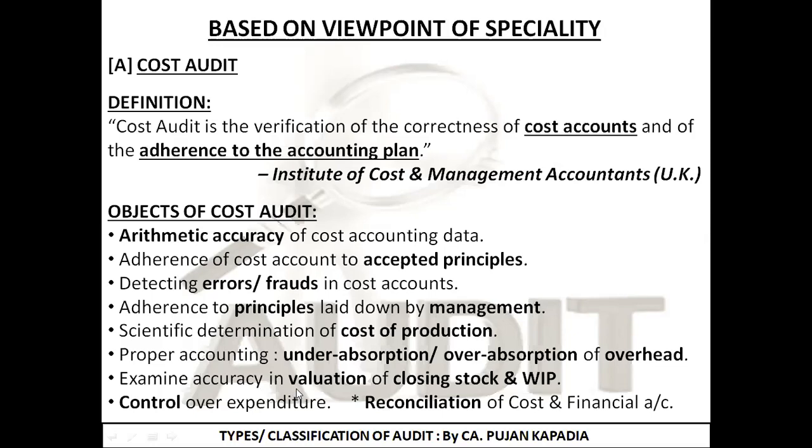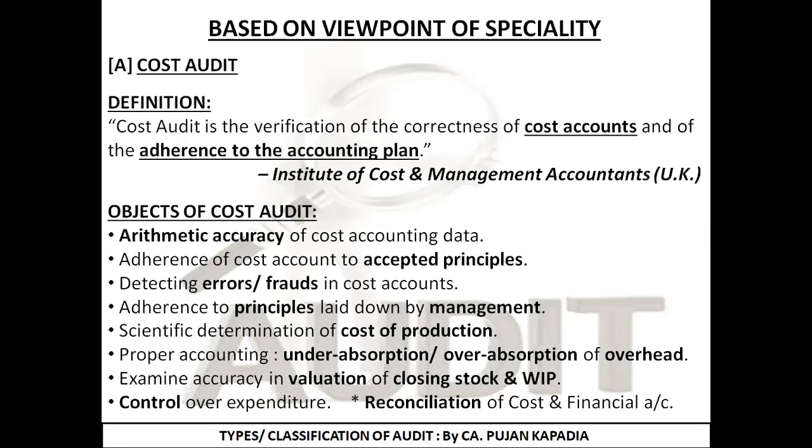Next is examining the accuracy in valuation of closing stock and work in progress. We very well know that we are supposed to value the closing stock and work in progress. Fine. But we need to check whether this has been done correctly or not. Again, this is going to be part of your objective of cost audit. Next is control over expenditure. This is the most important part, because if you are preparing budgets and carrying the standard costing method, then you know what we do by standard costing. We find the variations or deviations, whether adverse or favorable. So basically you can come to know whether your expenditure is under control or not. If not, then cost audit is going to help you in planning the same.